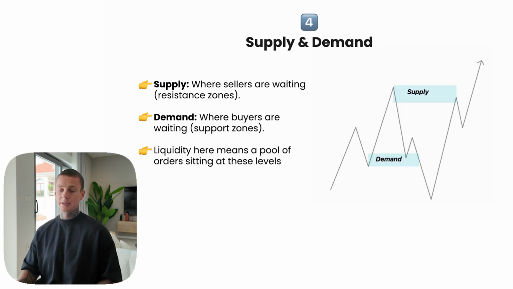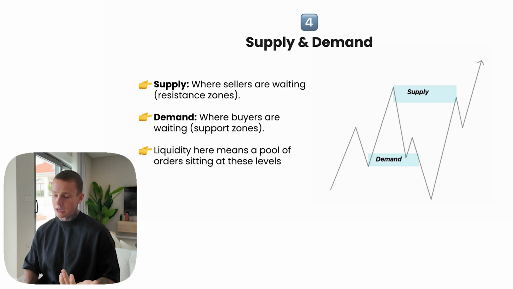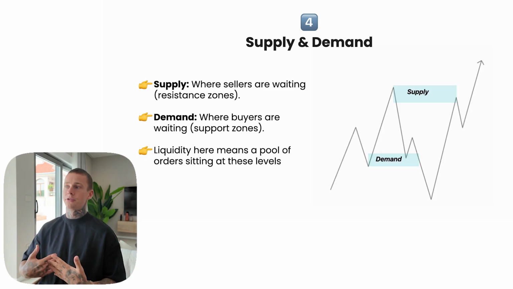Number 4, supply and demand. I've been talking about supply and demand throughout this video. We're just going to get a little bit deeper into it now. So obviously supply is where sellers are waiting to go short. Again, supply is also a resistance zone. So that's something that we should really consider.